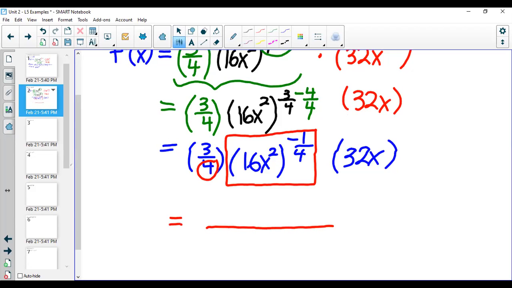So I'm going to write, okay, so let's see, 4 times 16x squared to the power of positive 1 over 4. I want to take it step by step. By flipping it to the denominator, the exponent has become a positive 1 over 4. I'm now going to take the 3 in the numerator and put it up here. I'm going to multiply that with the 32x.